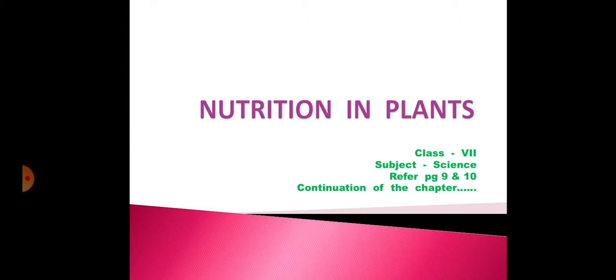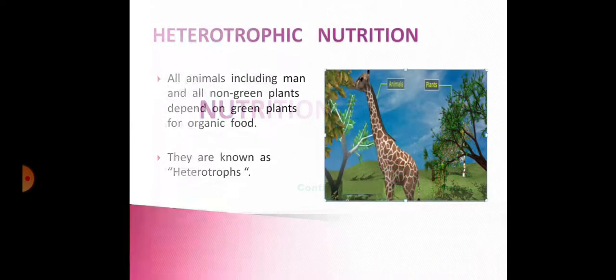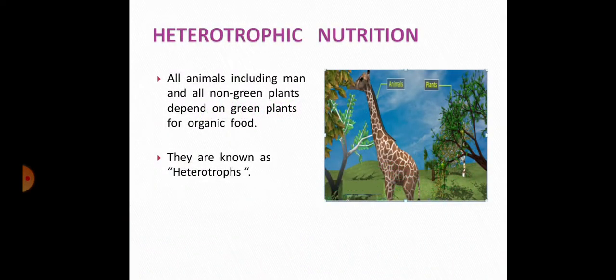Children, we have dealt with autotrophic nutrition in our first video session. Today, let us learn about heterotrophic nutrition. Let us know about those plants which do not have chlorophyll and cannot synthesize the food on their own. Just think about how do they survive and from where do they derive nutrients.